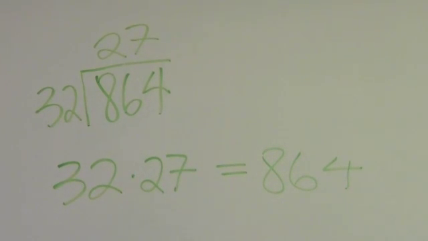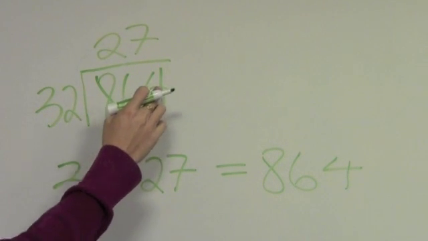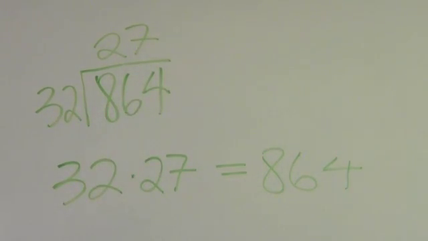We saw how to divide one number by another. For example, 32 into 864 equals 27. And we also saw that this rule is related to multiplication. In fact, 32 times 27 equals 864. In this case, we say that 32 and 27 are factors of 864.